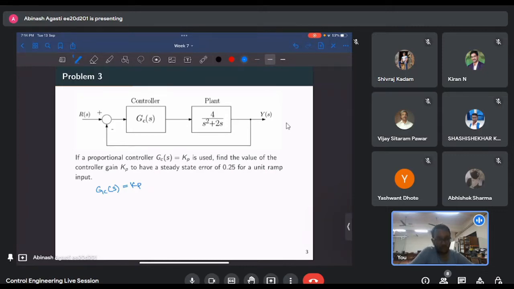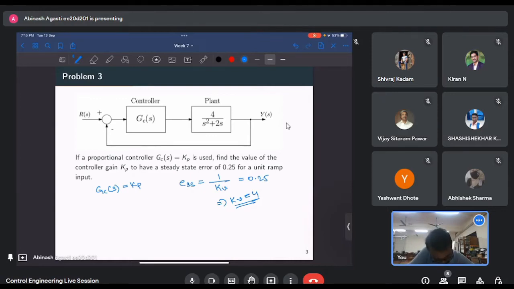Right? So what did we discuss just now? We are being given a unit ramp input. So what should the steady state error be? 1 by kV. No, 1 by kV; that will be for a step input, 1 by 1 plus Kp. So we will have 1 by kV as the steady state error for a unit ramp. Now we want this to be 0.25. So this implies kV must be 4. Right. Since kV is 4, we have that.